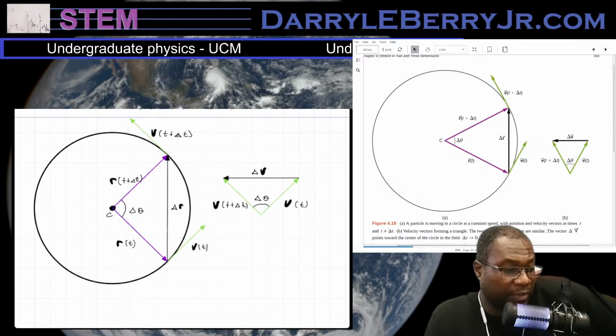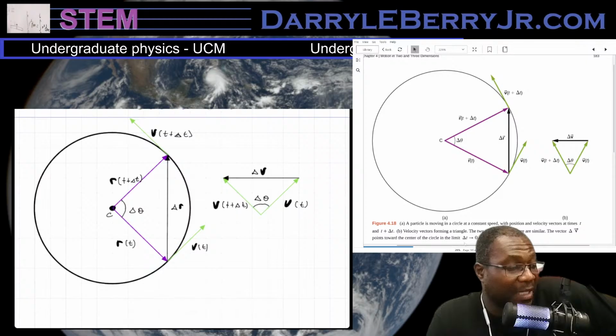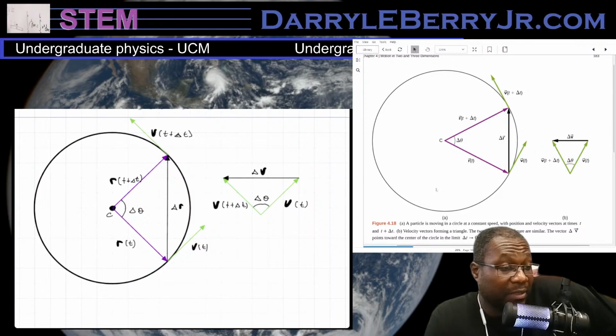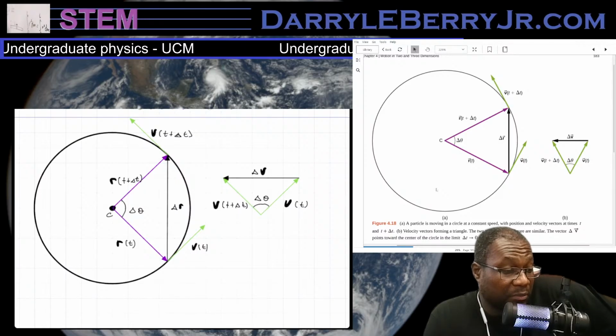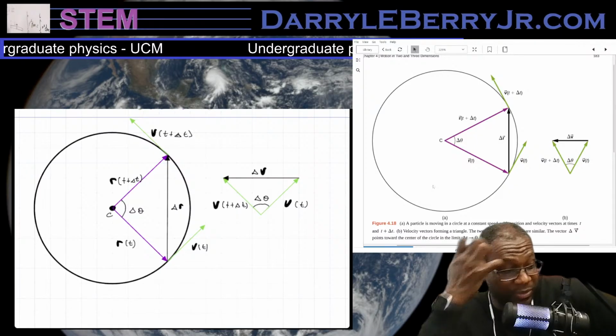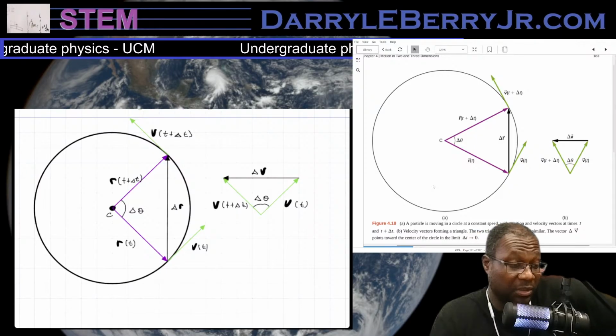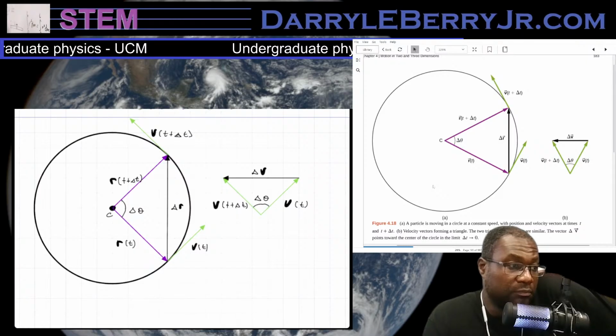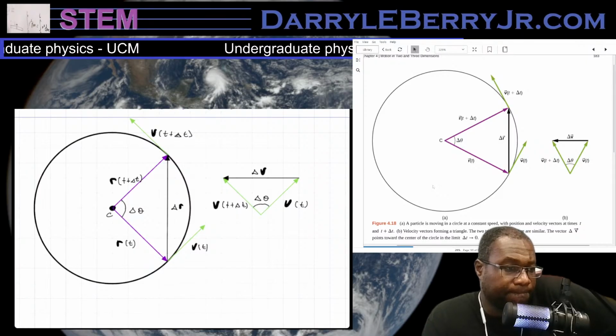It says a particle is moving in a circle at constant speed, with position vectors at times t and t+Δt, and velocity vectors forming a triangle. The two triangles in the figures are similar. The vectors Δv point toward the center of the circle in the limit as Δt goes to 0. Interesting.